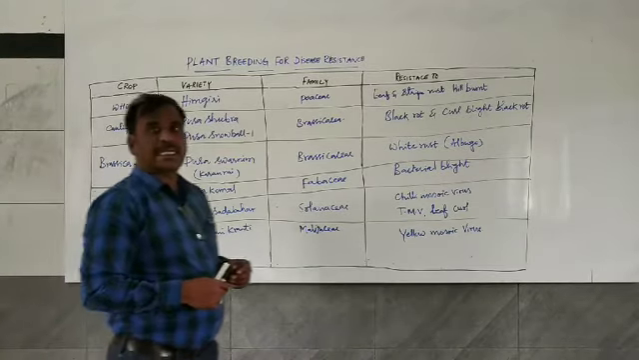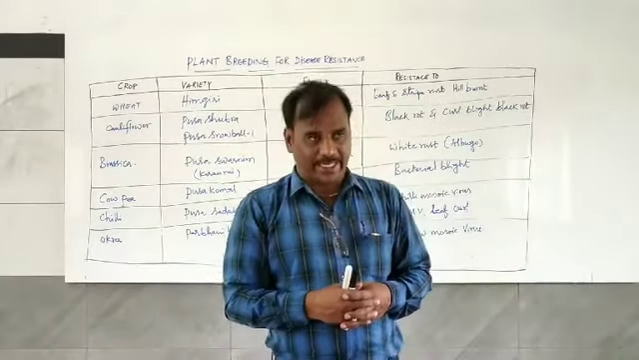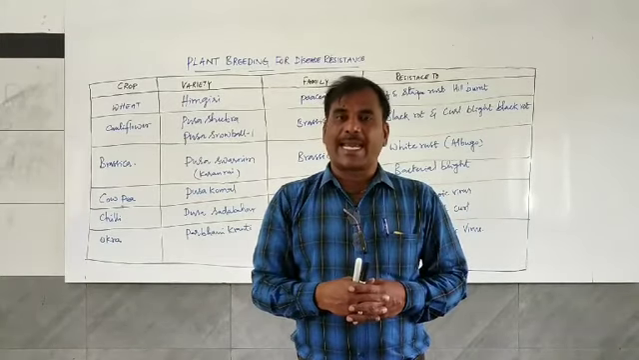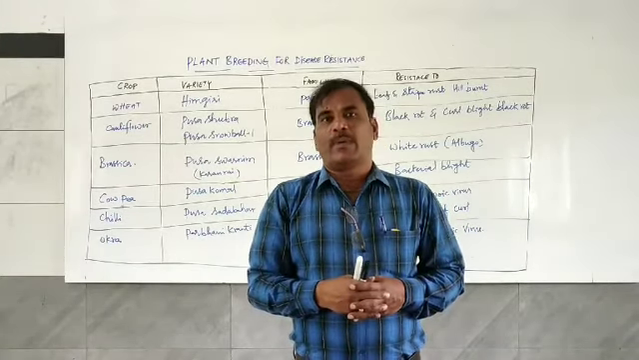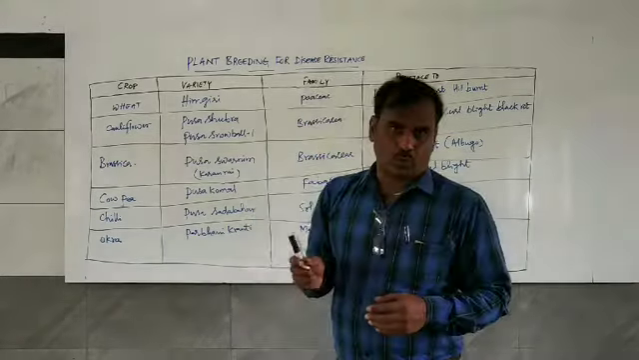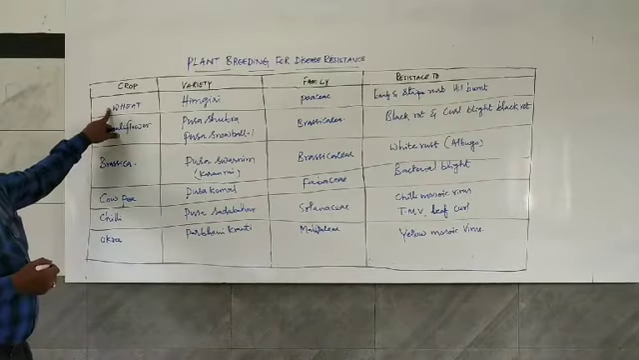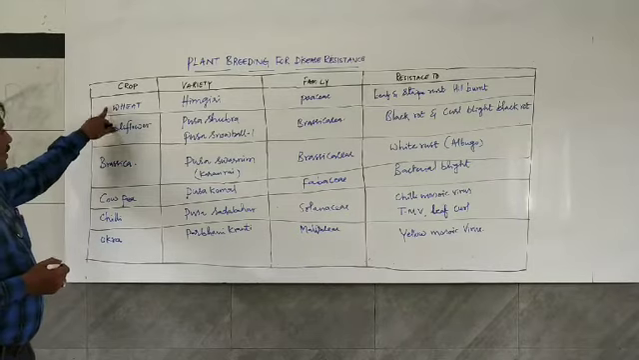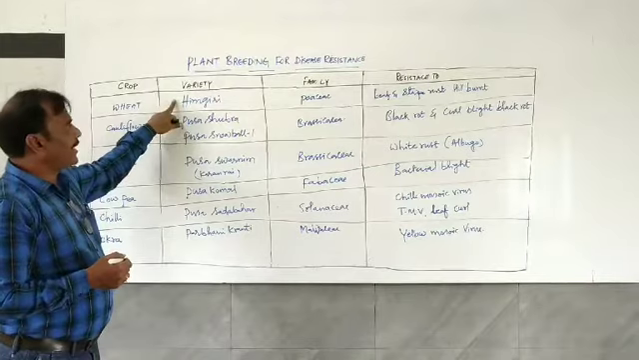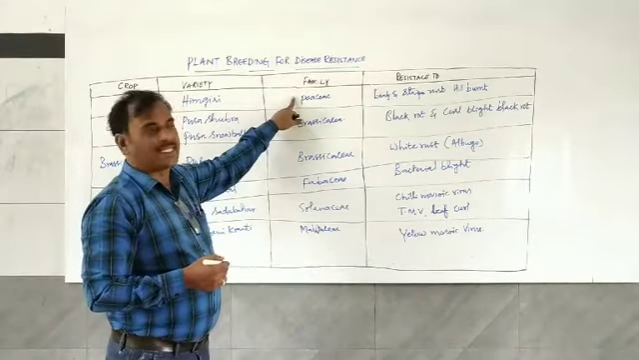Some of the disease resistant varieties developed by the plant breeders are resistant against some bacteria, viruses, and fungi. Let us see what those are. Here we have the wheat variety. For the wheat crop, there is the Himagiri variety. It belongs to the Poaceae family.